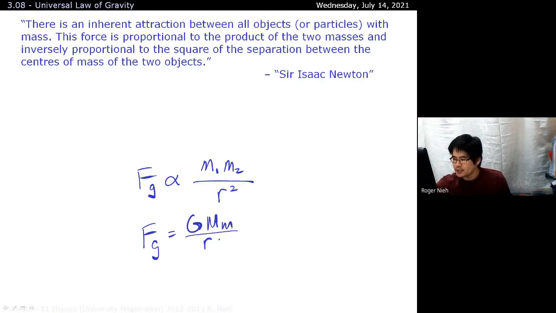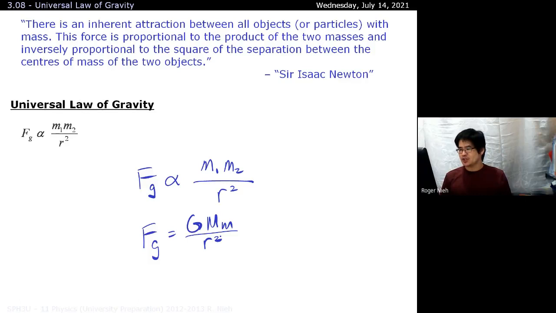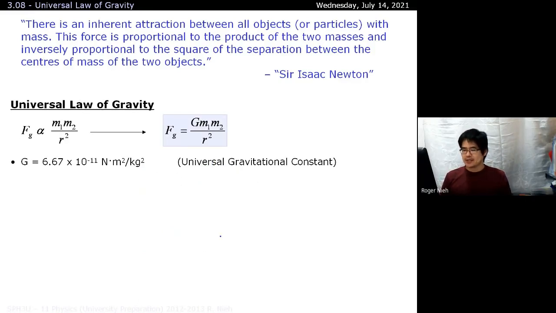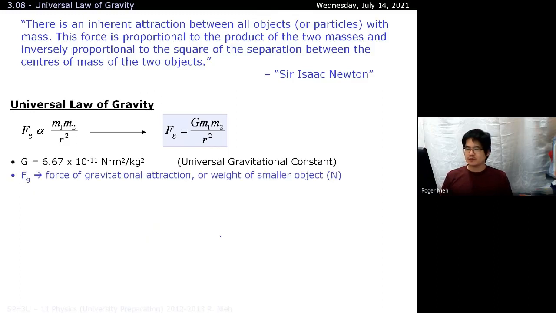Kind of like Avogadro's constant, if you've taken chemistry already, 6.022 times 10 to the 23. Capital G is something. What is it? I have to cheat and look it up. 6.67 times 10 to the negative 11 newtons times meters squared over kilograms squared. Again, the text in blue you don't need to copy down, but the text in black you do want to.